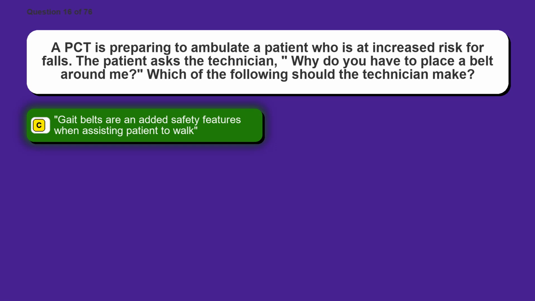The correct answer is option C, gait belts are an added safety feature when assisting patients to walk.